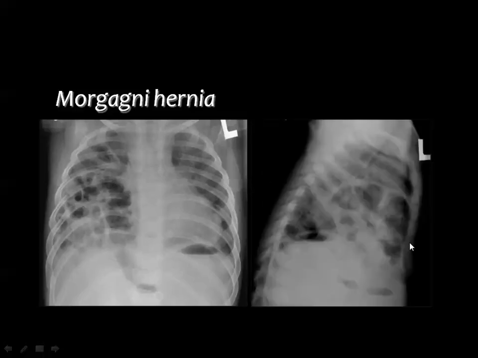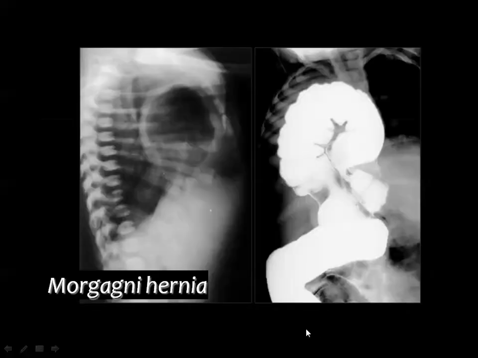And in the lateral view, you can see that the bowel loops are located in the anterior mediastinum, posterior to the sternum, and this is the hernia of Morgagni. And this is another example of a hernia of Morgagni. You see bowel gas extending into the abdomen. It is located in the retrosternal area, and this is the barium enema confirming that this is part of the colon.